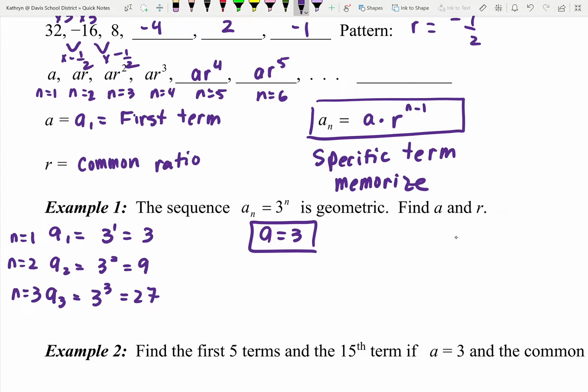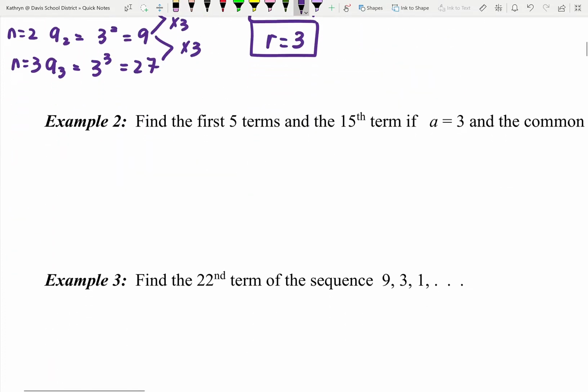The only other thing that they want is the common ratio. That's what I'm multiplying it by every time. Well, 3 times 3 is 9, and 9 times 3 is 27. So my ratio is 3, and I'm done. I think geometric is easier than arithmetic, by the way, just so you know.